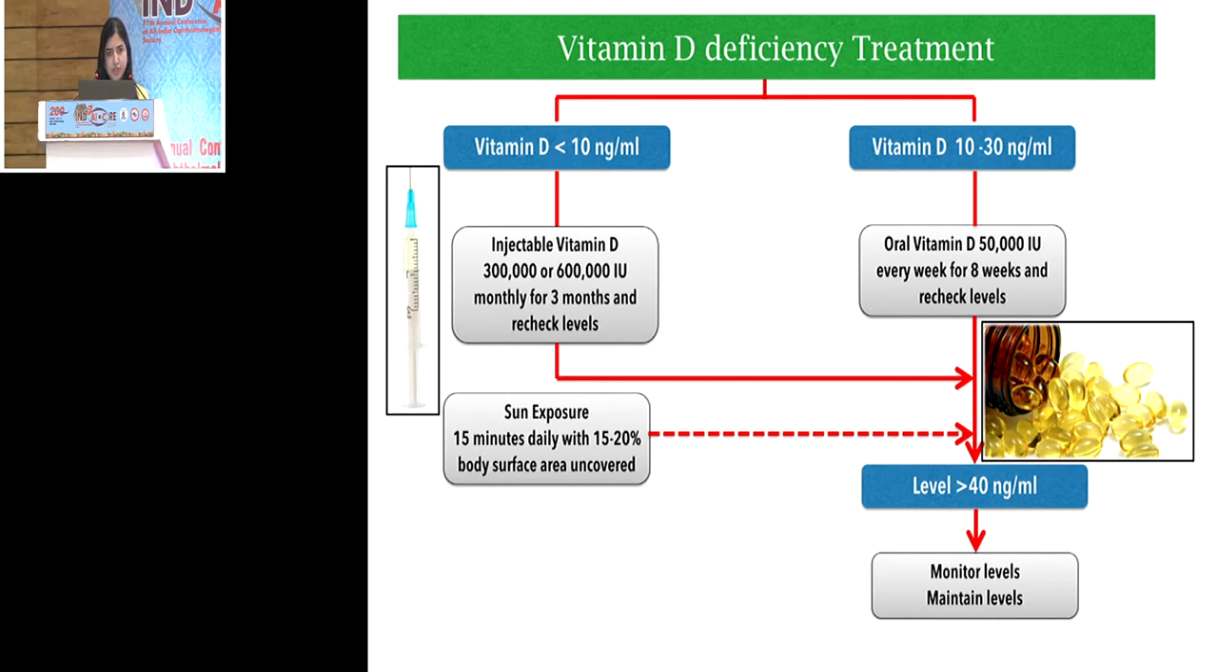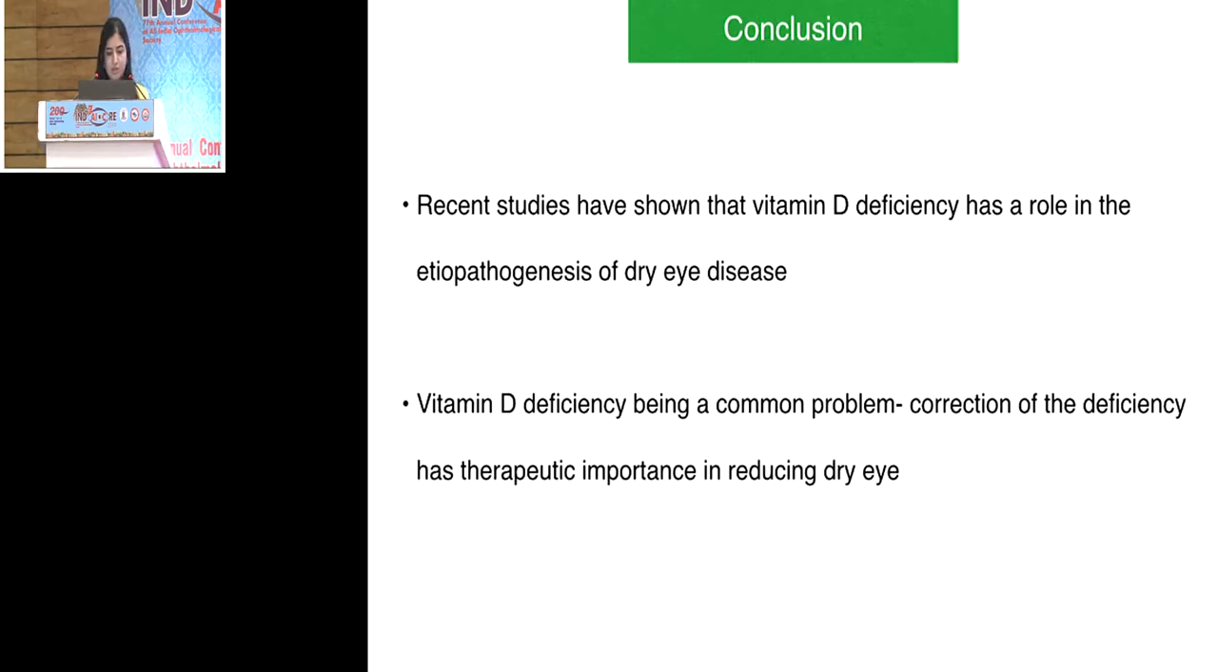So once a patient has been diagnosed with vitamin D deficiency, what should we do? If the vitamin D level is less than 10 nanograms per ml, patient is put on injectable vitamin D, at least 3 lakh or 6 lakh international units monthly for 3 months, and then one should recheck the levels. If the vitamin D level is between 10 to 30, means it's mild to moderate deficiency, then patient can be put on oral supplementation of around 50,000 international units every week for 8 weeks and then recheck. Once the levels are brought to normal, then attempt should be made to maintain it.